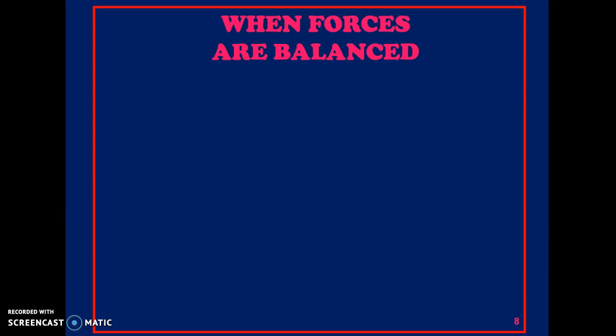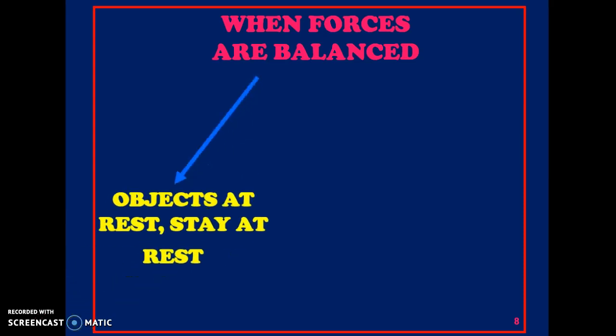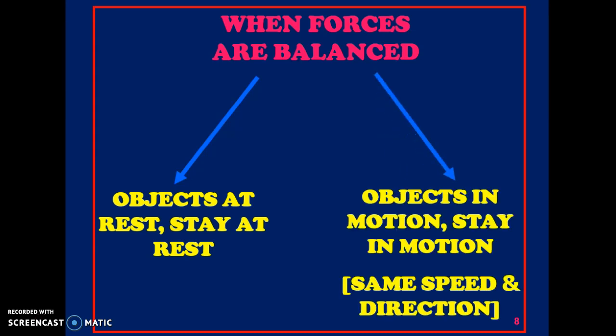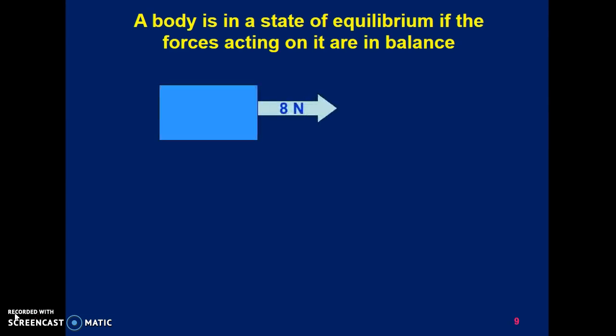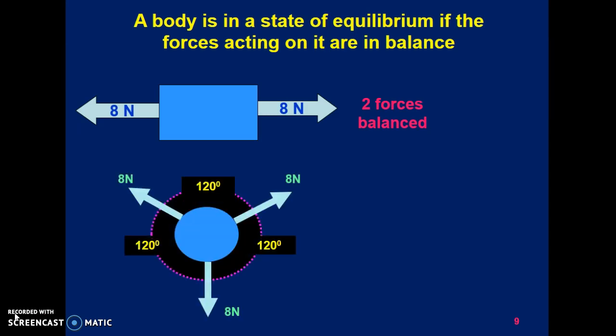So when forces are balanced, Newton's first law, then the objects stay at rest, and when the object is already in motion, it will remain in motion as long as it has the same speed and direction. We also call this a state of equilibrium. So if the forces are balanced, so 8 newtons to the right and to the left, then we have a state of equilibrium. And here we have 3 forces acting on the same object, and they are in equilibrium.